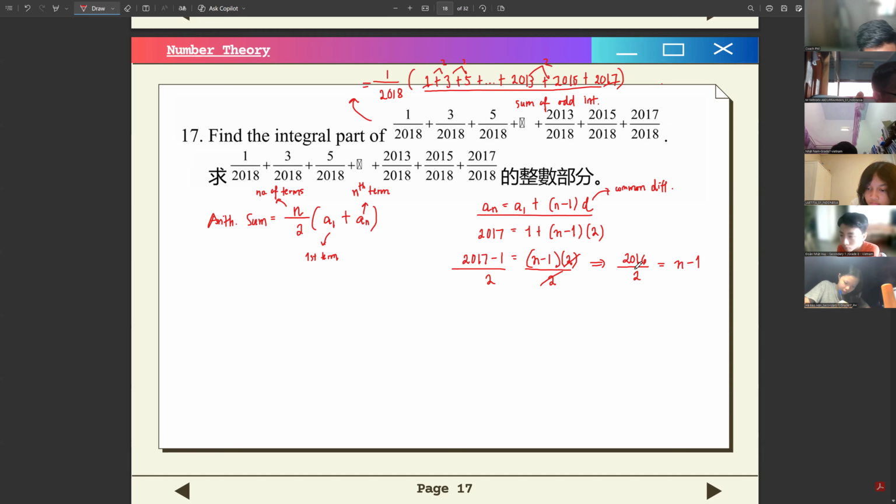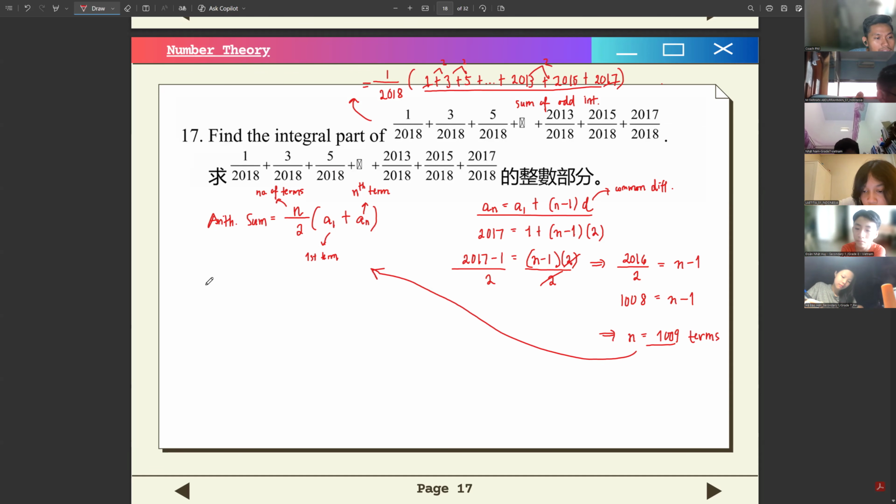So what is this equal to? 1008, right? Meaning your n is equal to 1009. So we have 1009 terms. Okay? So now we can use this formula. So we have the sum is equal to 1009 all over 2. First term is 1. Last term is 2017. So we have 1009 times 2018 all over 2.